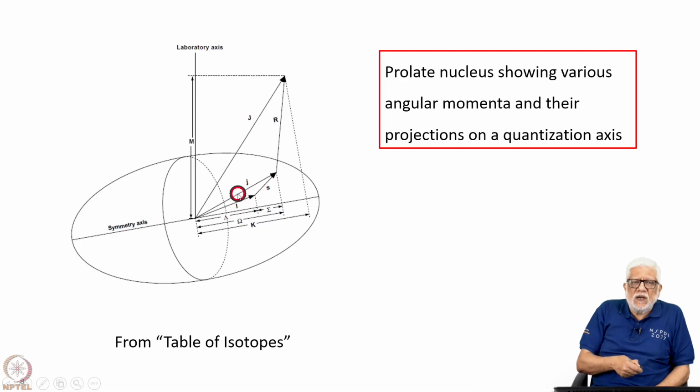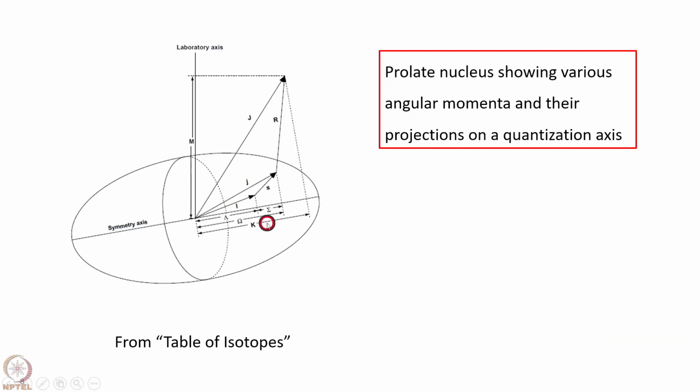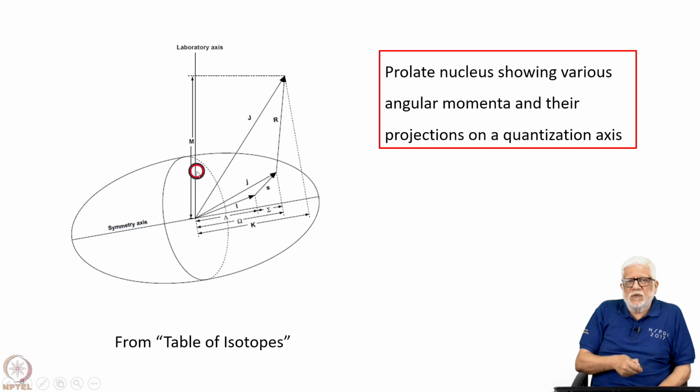This is the individual, let us say, angular momentum of the particle. So, the projection of that is omega, and then the projection of the total angular momentum along the symmetry axis is K. So, this just shows the kind of projections that you have of the various components of the angular momentum. You have a single particle degree of freedom, and you have a collective rotational degree of freedom.